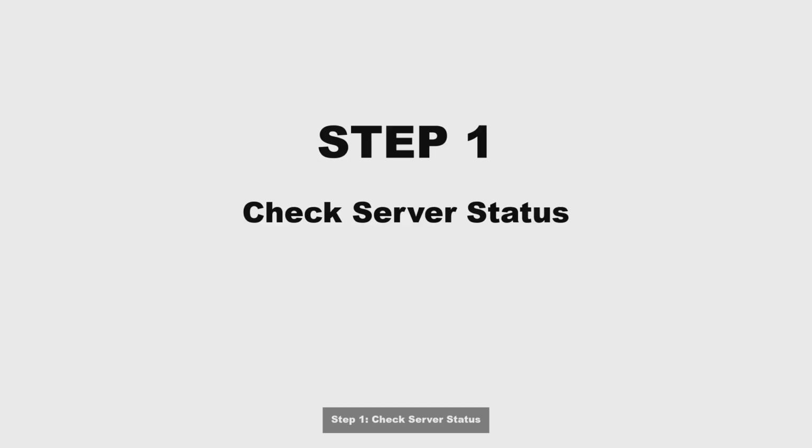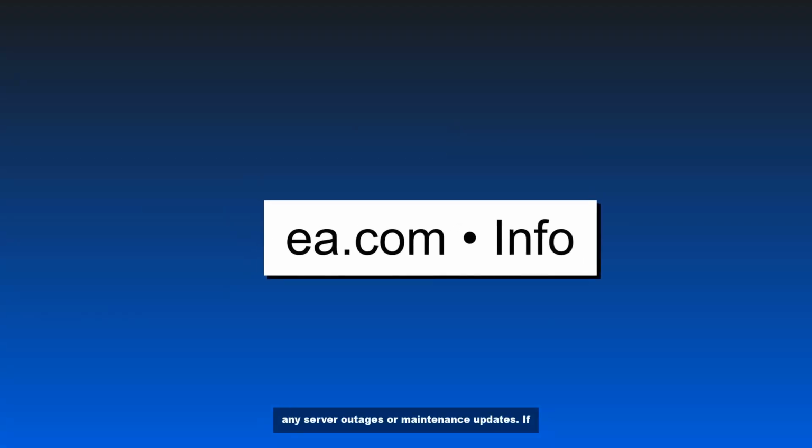Step 1. Check server status. Visit the official EA Sports website or their social media channels to check if there are any server outages or maintenance updates. If the servers are down, you may need to wait until they are back online.